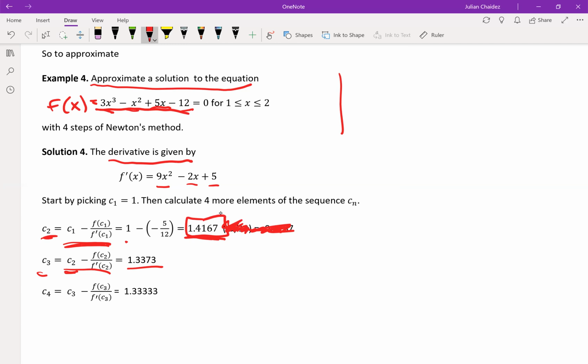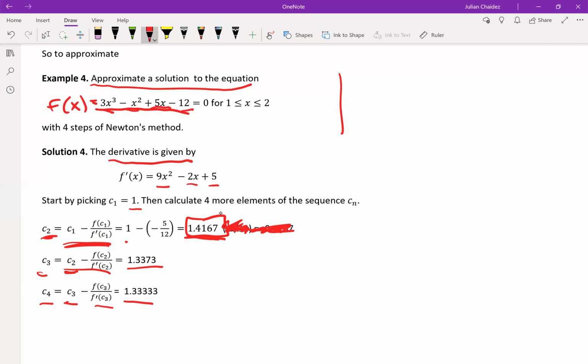So now I have C4 is equal to C3 minus f of C3 divided by f prime of C3. And that difference I can compute using C3 and the formula for f and f prime, and that gives me 1.33333, whatever. One thing you'll notice here is that these numbers are getting progressively closer. So 1 went to 1.4167, then 1.467 went to 1.3373, so C3 is closer to C2 than C2 is to C1.